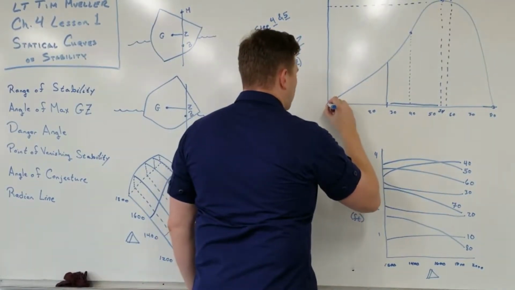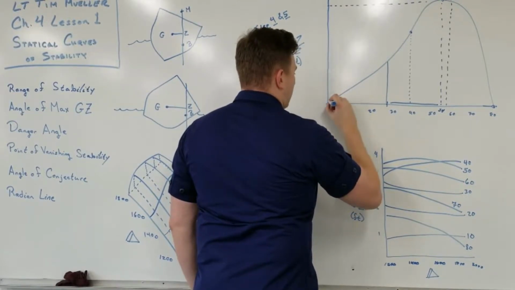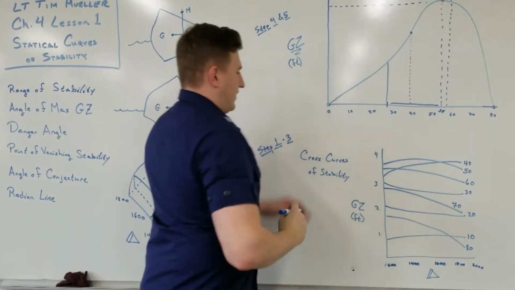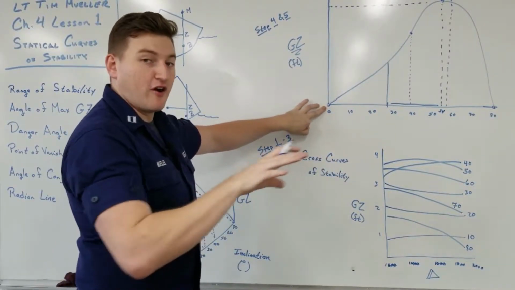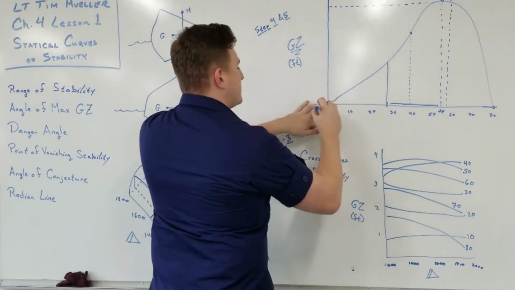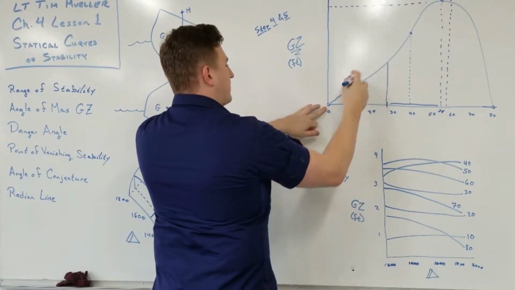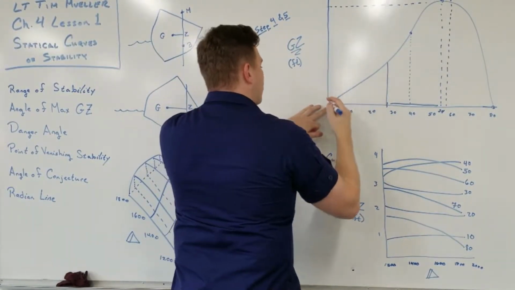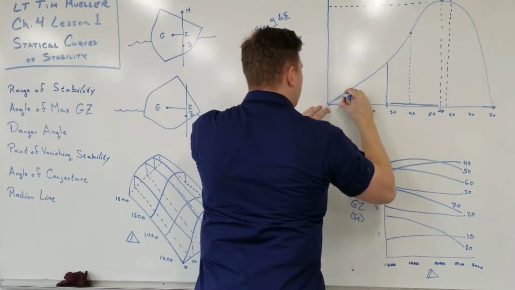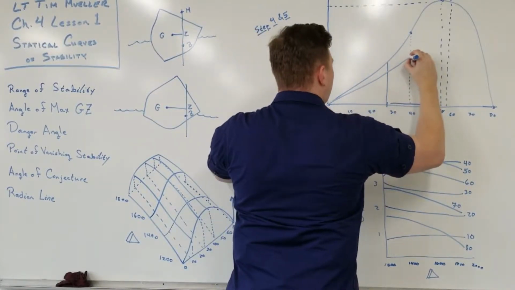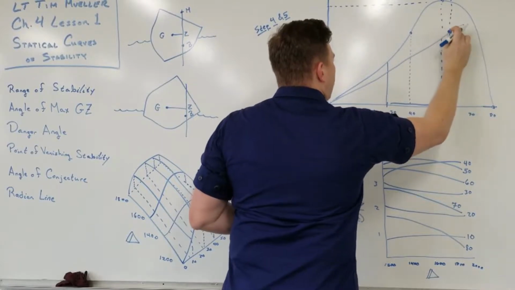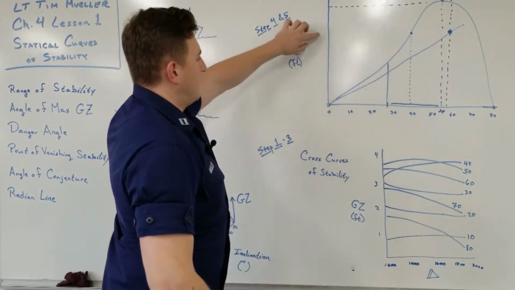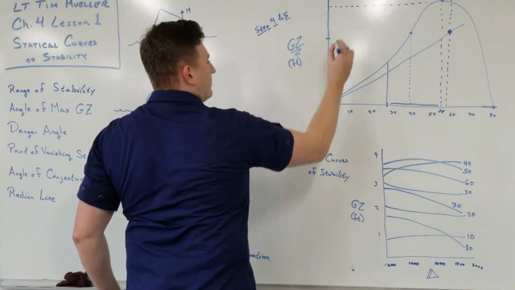So we take this here. If we imagine that this is a straight line, because we know that from 0 to 2 it's a very, very straight line, and we extend that line, separate from the statical curve of stability, we just take this and go all the way out to the radian line. That point right there is going to give us some height.